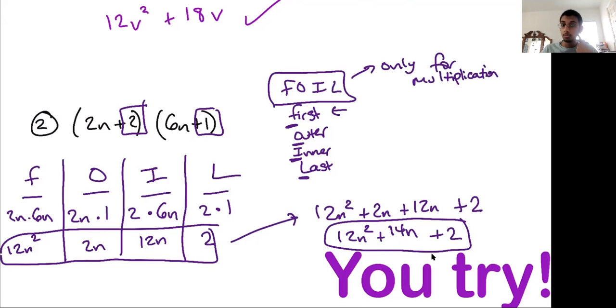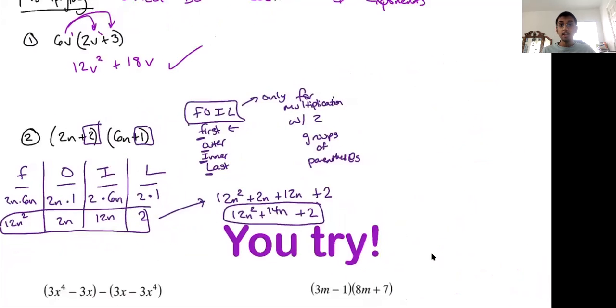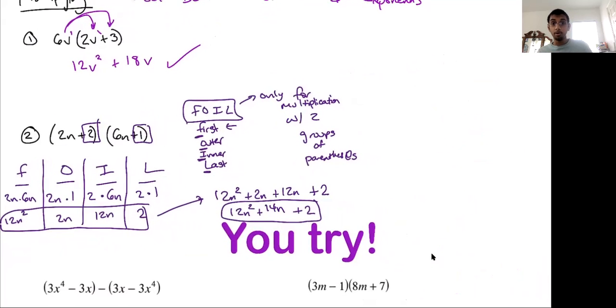And you have two groups of parentheses. And each group should have two terms in them each. So we have 2n plus 2, for example, and we had 6n plus 1. So those are two terms in each of the parentheses that we had. So that's the perfect way to use FOIL.